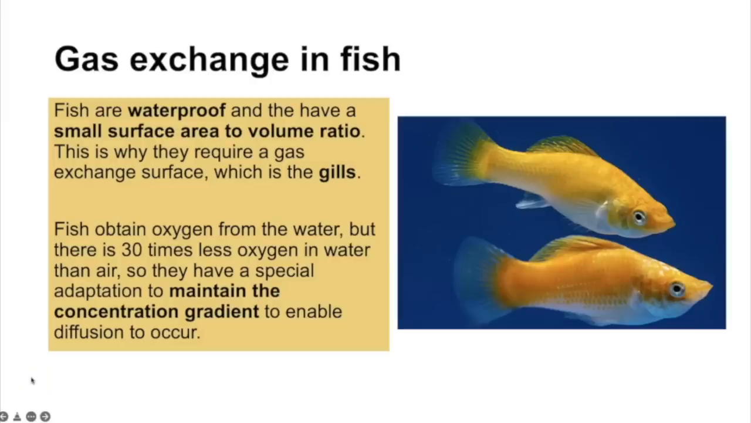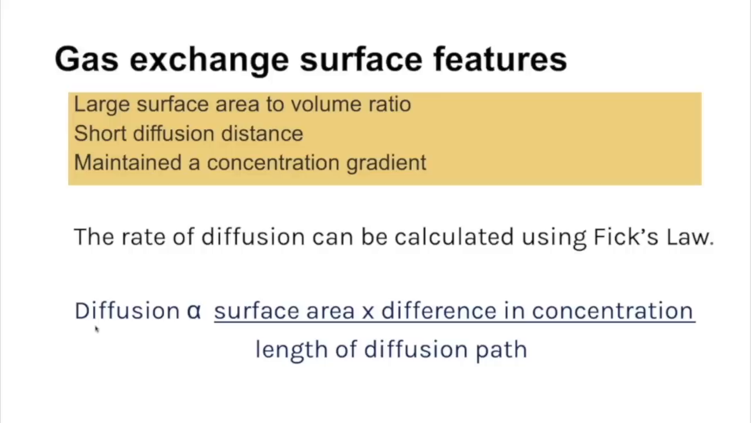So next is gas exchange in fish. Now fish are waterproof and they have a small surface area to volume ratio. Those are the two reasons why fish have to have a gas exchange surface with adaptations. And for fish, it's gills. Now fish obtain their oxygen from the water, but there is 30 times less oxygen dissolved in water than there is available in the atmosphere, in the air. So they have to have an additional adaptation to help maintain the diffusion and concentration gradient across their gills.